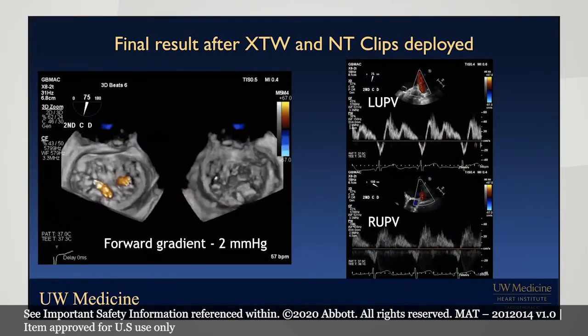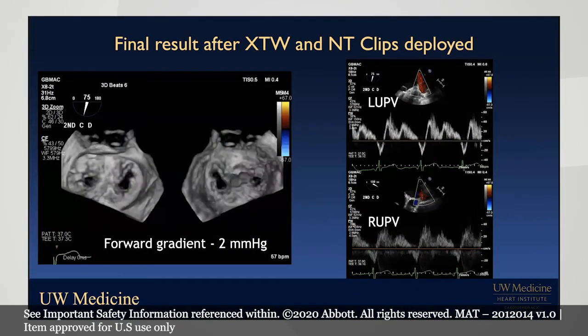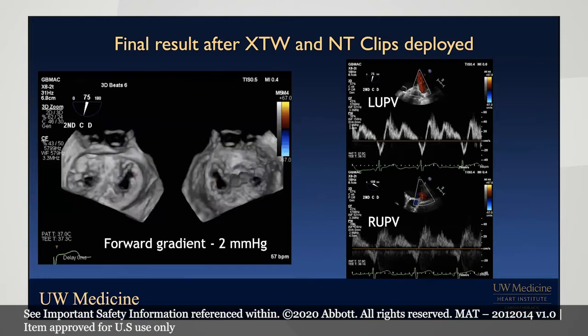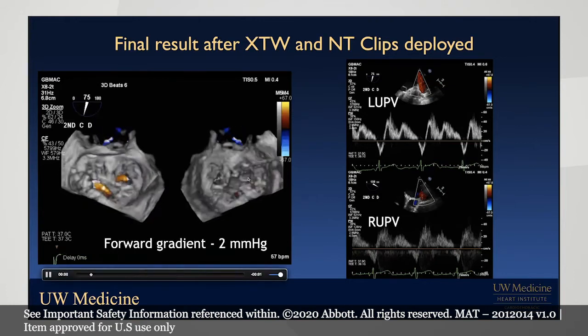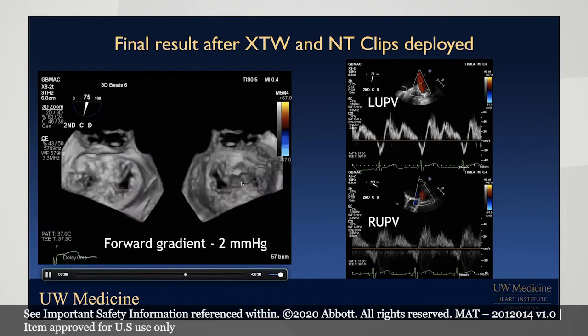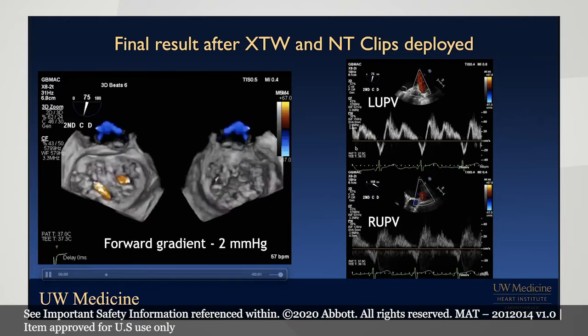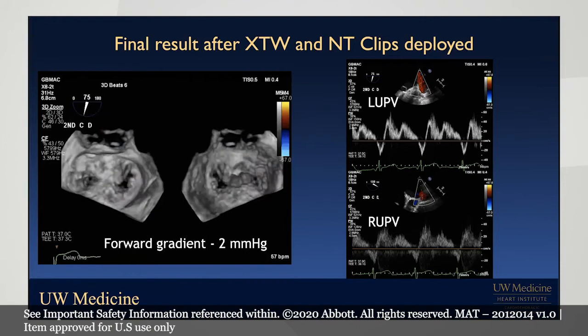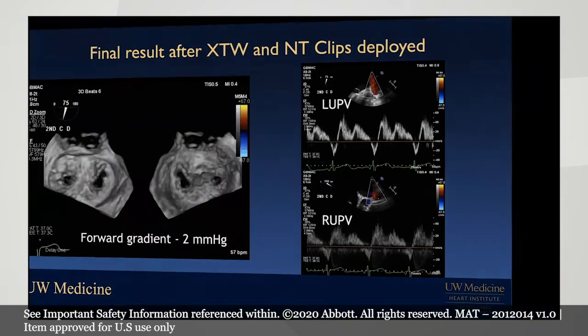The next slide here shows the final result. The forward gradient was only 2 millimeters of mercury. There are 2 jets that can be appreciated, but if you look and flip that image around, the 3D with color shows that the vena contracta area and the orifice for these jets are really, really small. You have to look quite carefully. And convincing evidence of the normalization of the pulmonary venous flow on the right-hand side showed us that we really achieved a very nice and sufficient result.